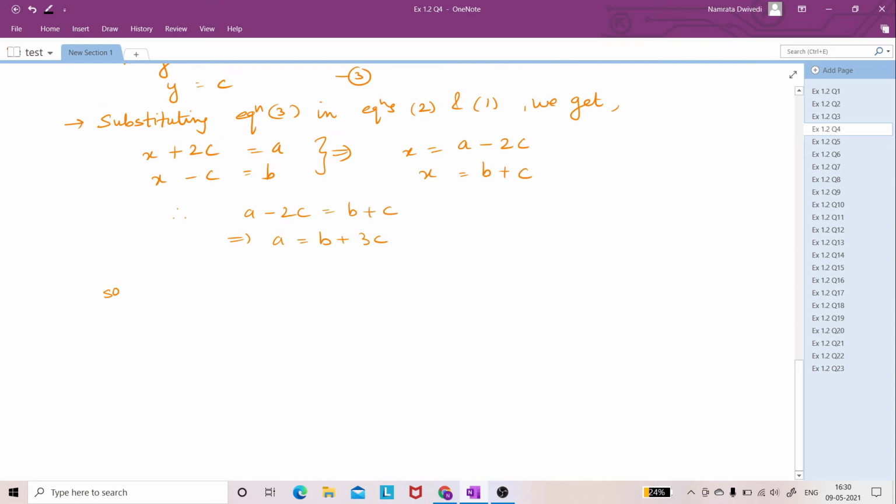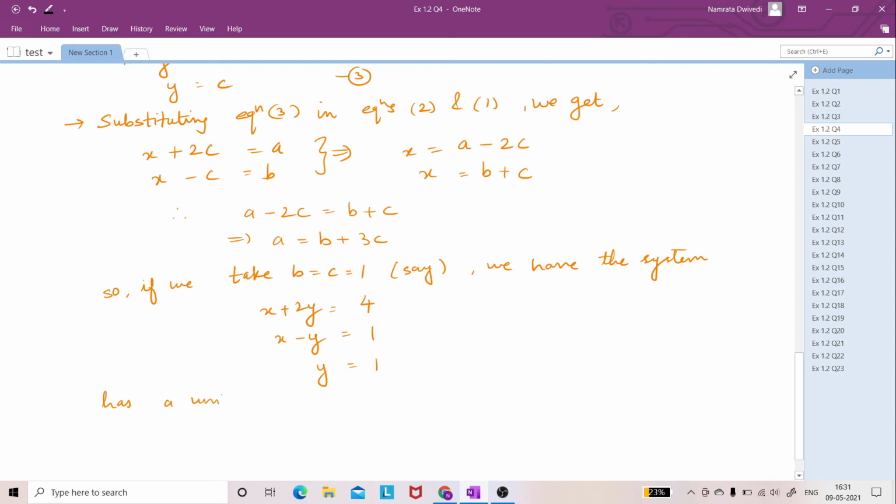So if we take b is equal to 1 and c is also equal to 1, let's say we have the system of equations as x plus 2y is equal to, how much will it be equal to? 4. Yes, very good. And x minus y is equal to 1. Similarly, y is also equal to 1. So this has a unique solution.